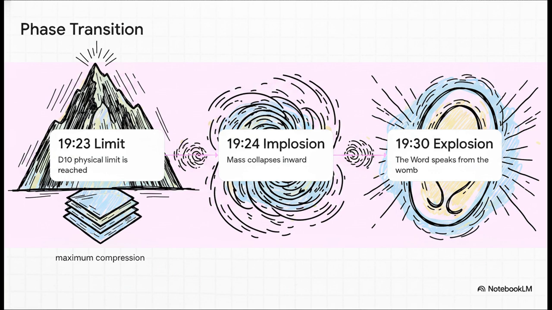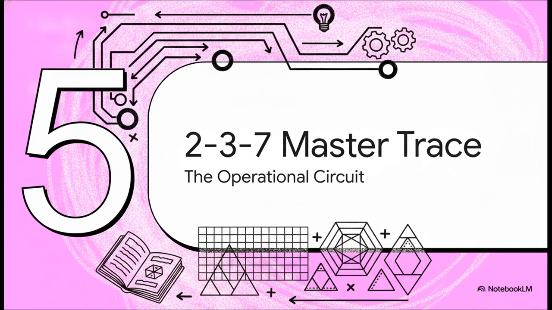Let's move to the next concept and see how this builds, because this grip triggers an incredible phase transition. Step 1, at maximum compression, the physical D10 limit is reached. Step 2, the implosion. The physical mass collapses inward, converting all that D10 friction into pure I9 safety. It's a phased transition perfectly mapped out. And finally, step 3, the explosion, where the word speaks from the womb. Pure potential energy unleashed.